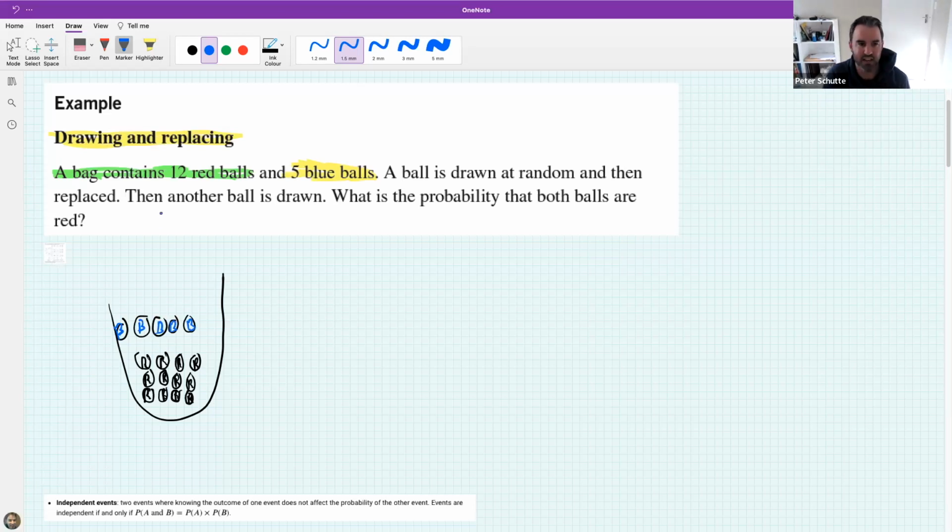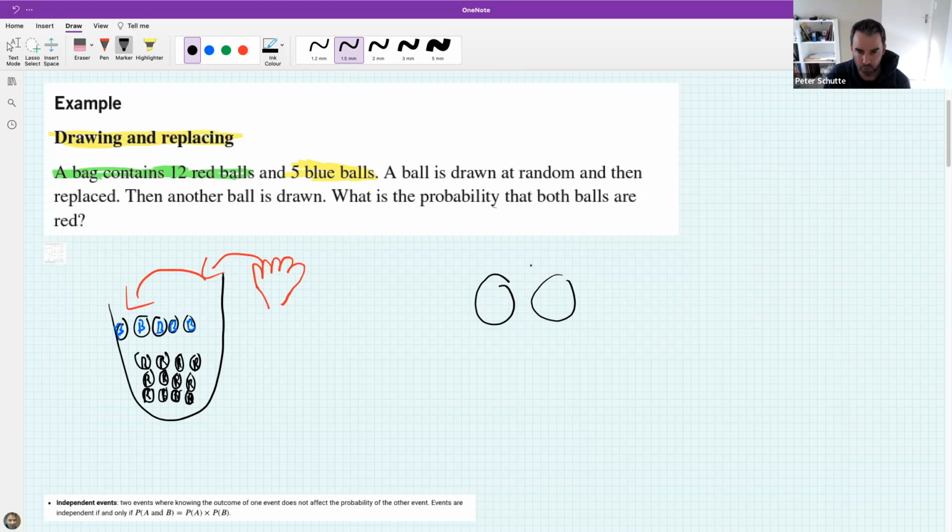And we mix them all together, let's say, and now we have to make some decisions. It says a ball is drawn at random and then replaced. So we put our hand inside, take out a ball, and it is something. Then we put it back, and then we draw another ball. So we've got 2 balls. What is the probability that both balls are red? Now, this is a little bit confusing to get your head around. How many choices do you have?